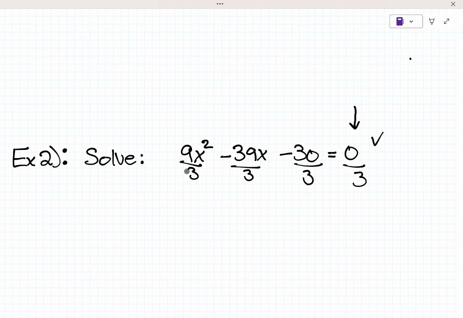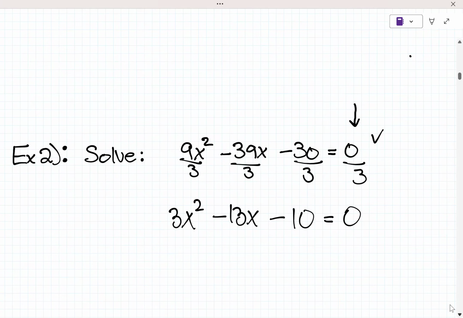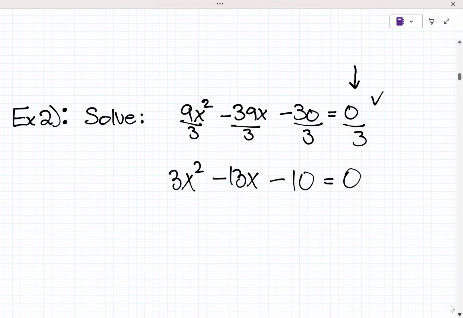Okay, so 9 divided by 3 is 3. Negative 39 divided by 3 is negative 13x. Negative 30 divided by 3 is negative 10. Now I'm going to continue with bottoms up because my A value is no longer 1, it's 3. So I'm going to try bottoms up.